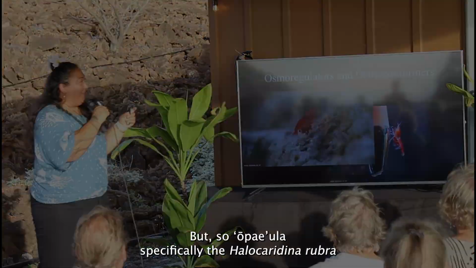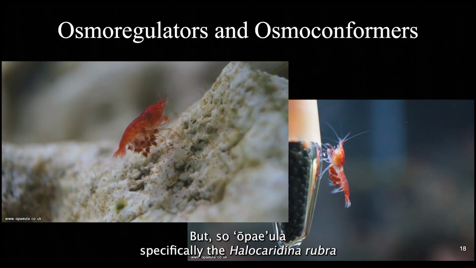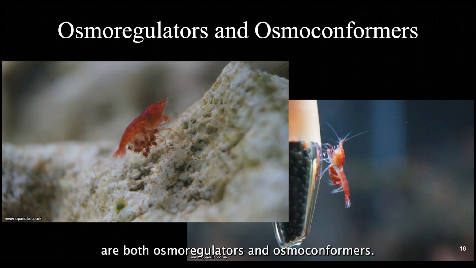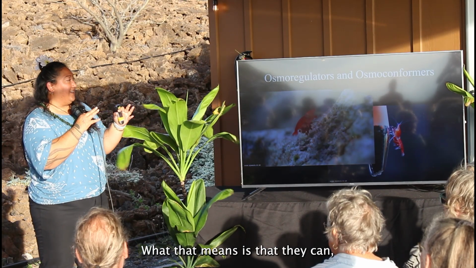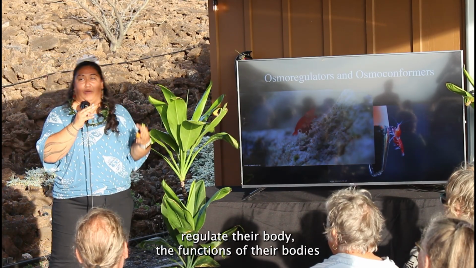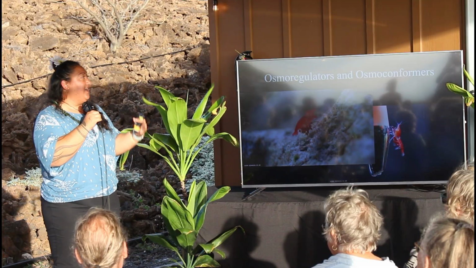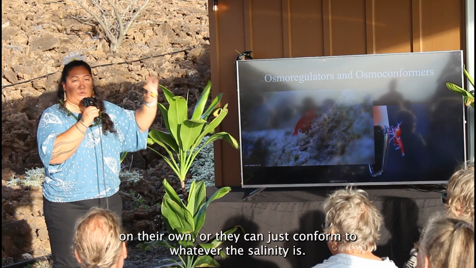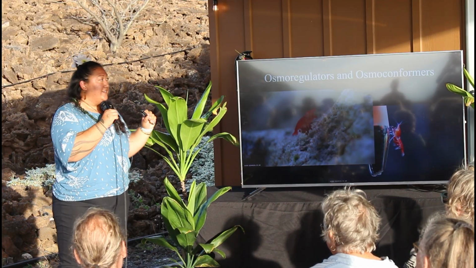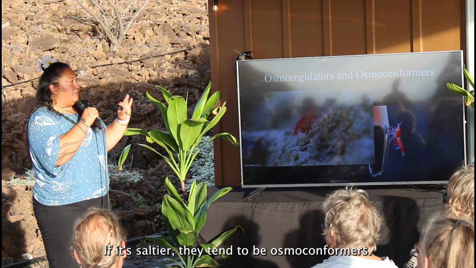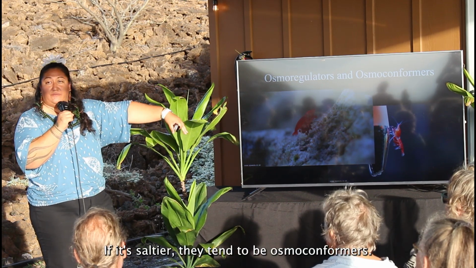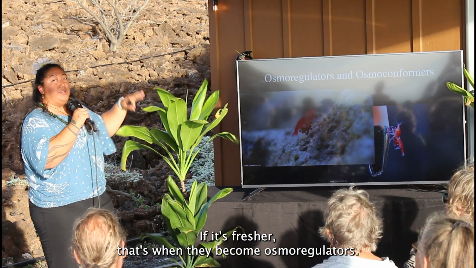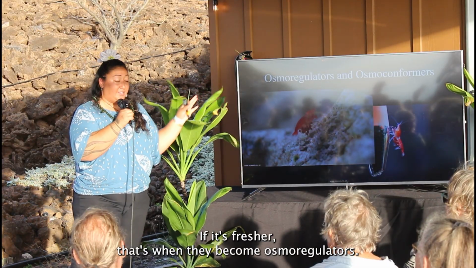More nerd stuff, but ōpae'ula, specifically the Halocaridina rubra, are both osmoregulators and osmoconformers. What that means is that they can regulate the functions of their bodies on their own, or they can just conform to whatever the salinity is. If it's saltier, they tend to be osmoconformers. If it's fresher, that's when they become osmoregulators.